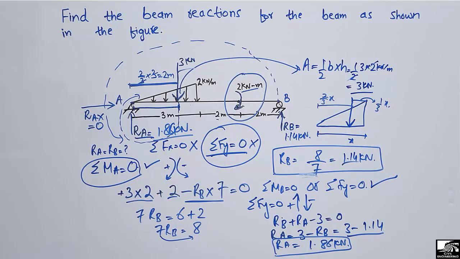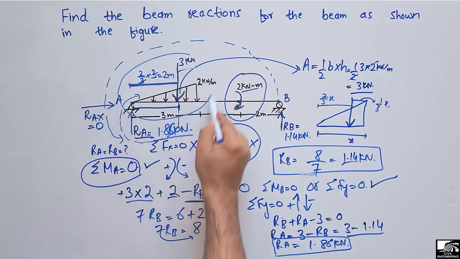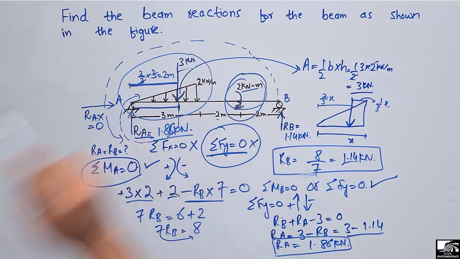So hope you guys understand how to find out the support reactions for the beam when there is a triangular load given on the beam, and also when there is a moment acting on the beam.